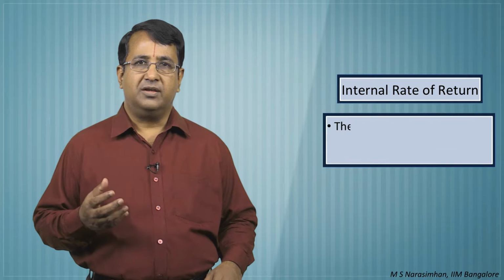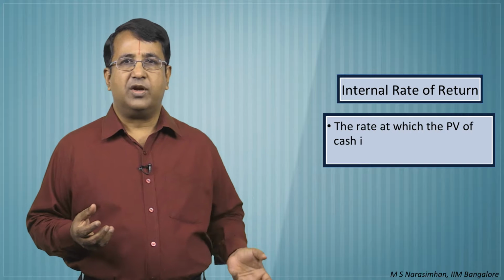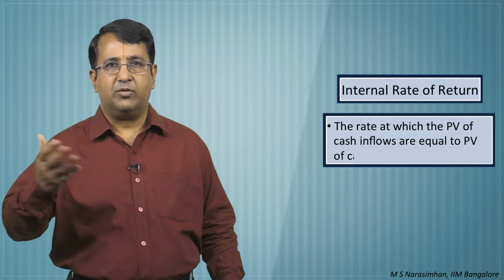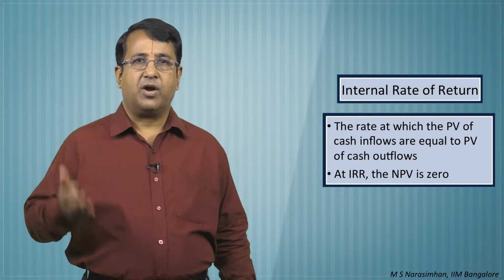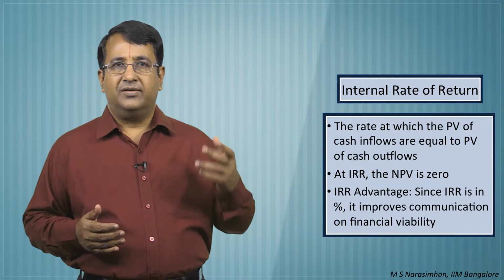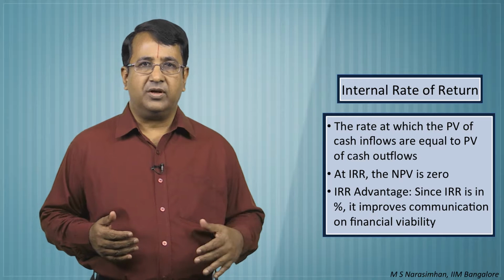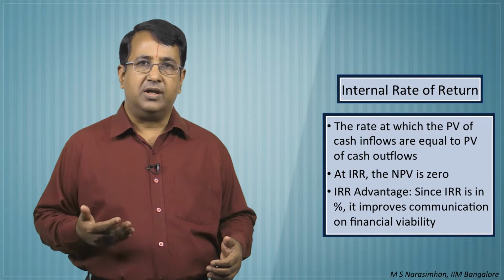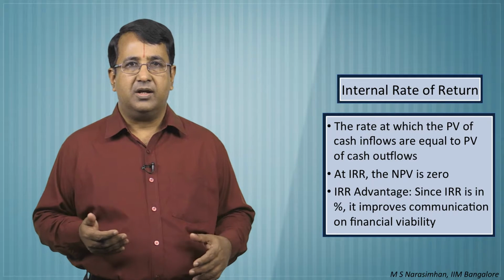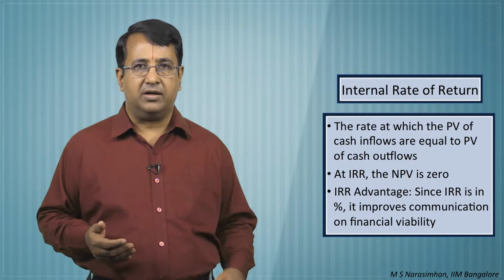The internal rate of return of a project is equal to the rate at which the present value of cash inflows is equal to the present value of cash outflows. In other words, at IRR, the NPV of the project is equal to 0. Since the viability of the project is presented as a percentage, it improves the communication, particularly if the final decision maker is not familiar with the DCF technique.